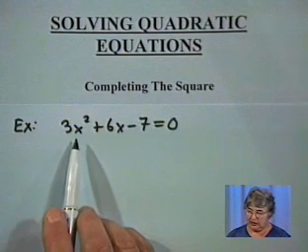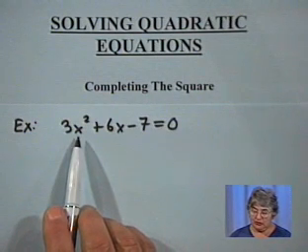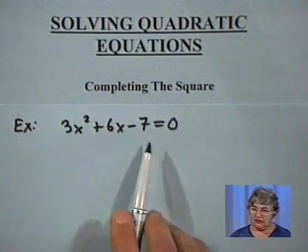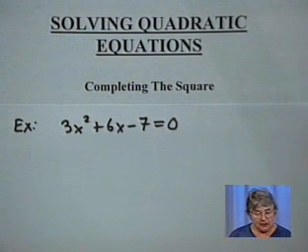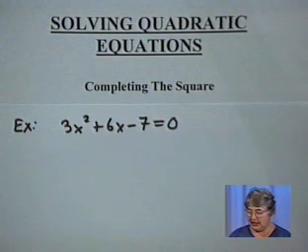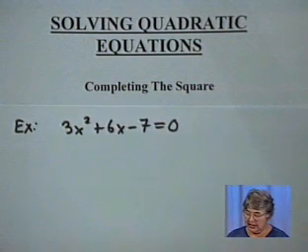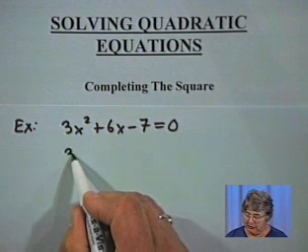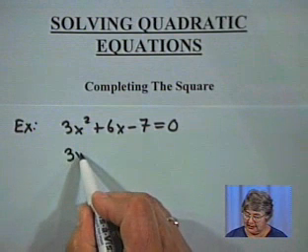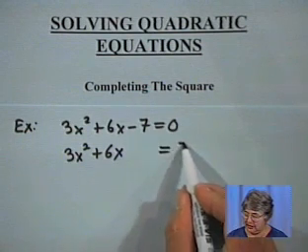The highest exponent on the variable is 2, and this is written in standard form because we have one side equal to zero. The first thing we're going to do in the method of completing the square is take the constant to the other side. And I will be writing the steps. Constant to the other side.